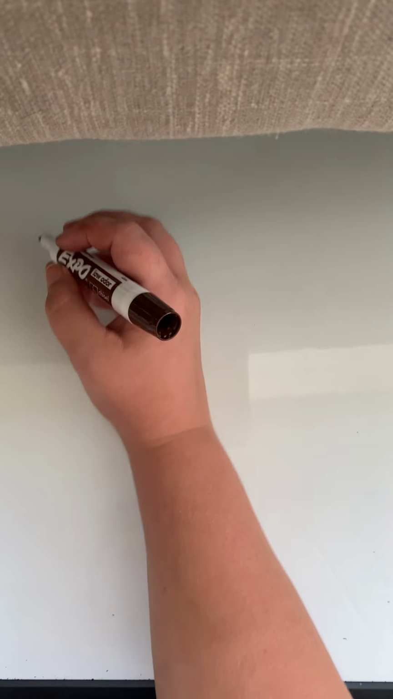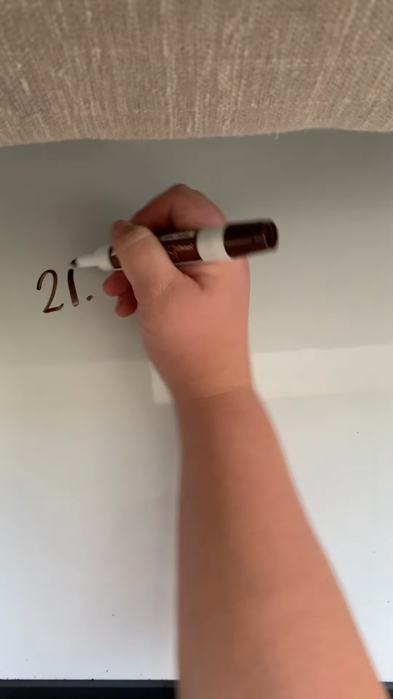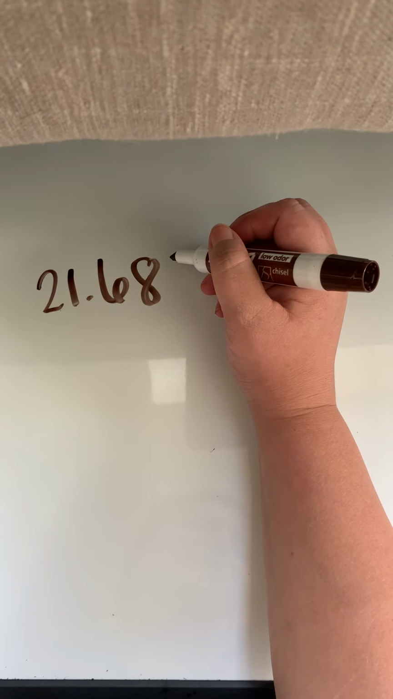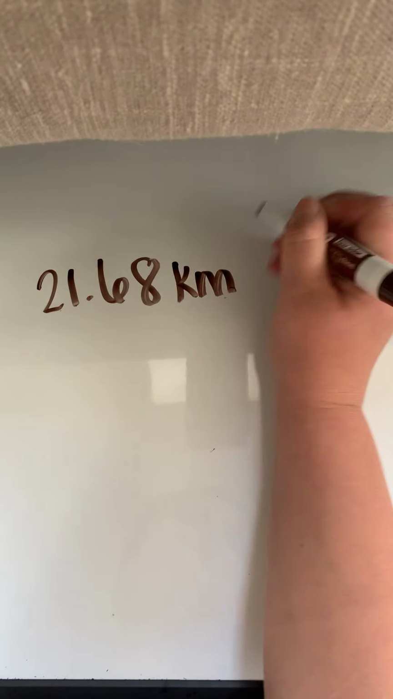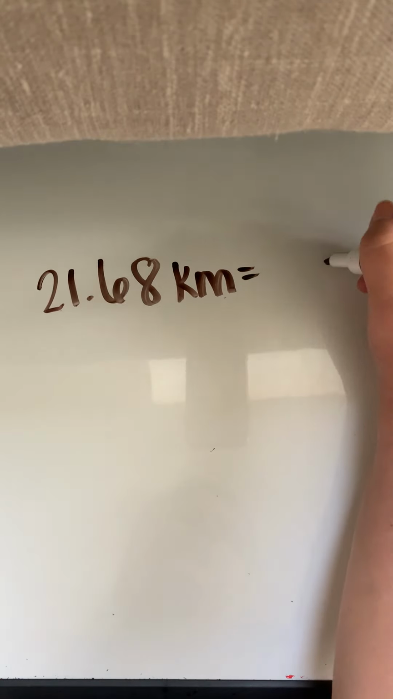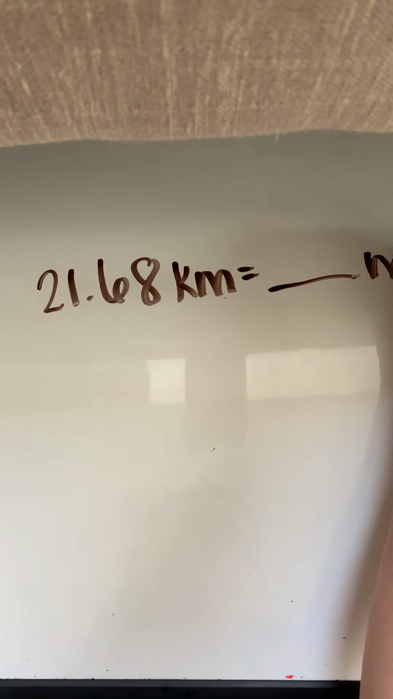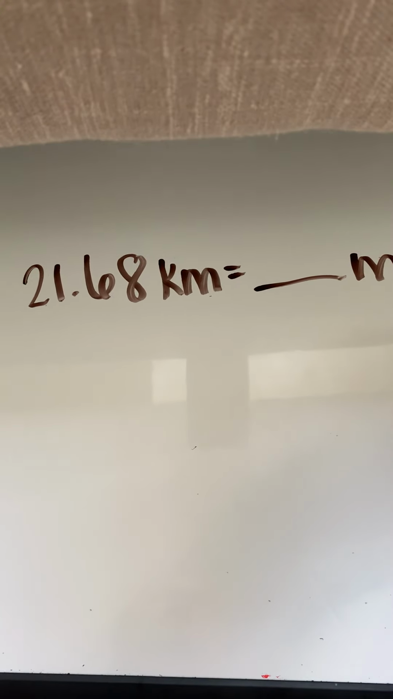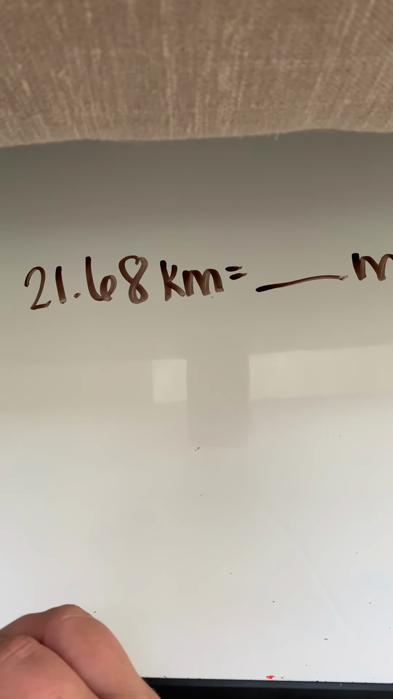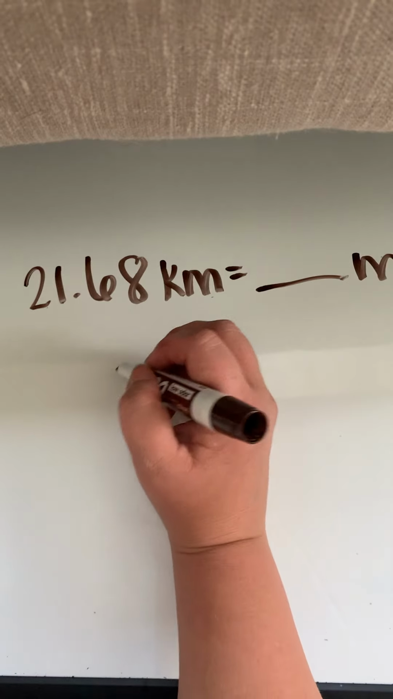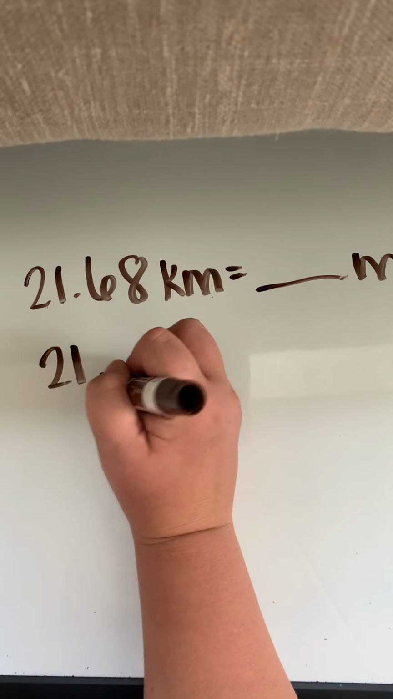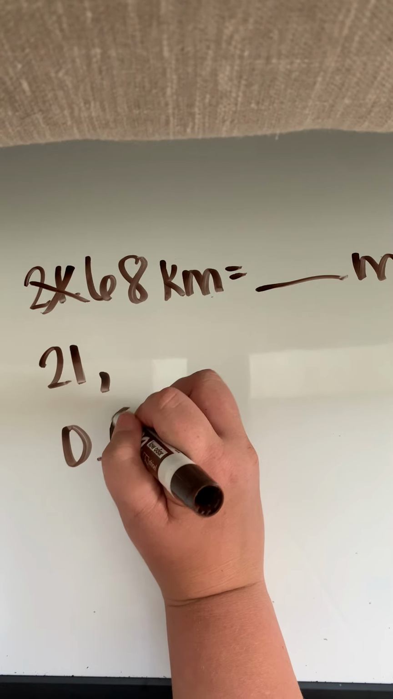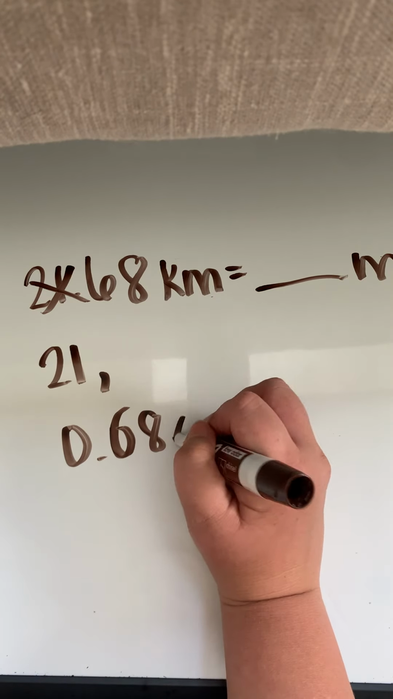All right, awesome job. Let's take a look. Let's make sure we got all of our steps right today. So we have 21 and 68 hundredths of a kilometer. Okay, and we need to convert it to meters. It's just an M. Okay? All right, I'm going to go ahead and multiply. Put my 21,000 there. I'm going to go ahead and multiply this. 68 times my 1,000.